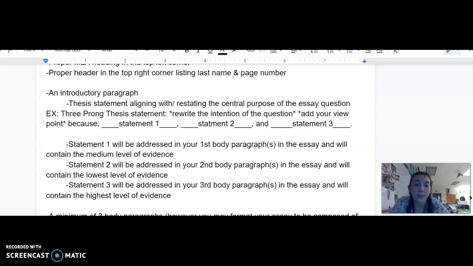Your statement 2 will be addressed in your second body paragraph or paragraphs, I'll get to that in a second, in the essay, and will contain the lowest level of evidence. So this would be your weakest evidence. Statement 3 will be addressed in your third body paragraph in the essay and will contain the highest level of evidence, or your strongest.